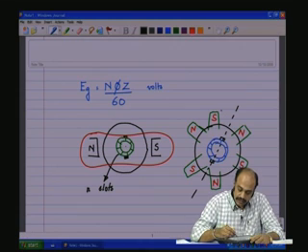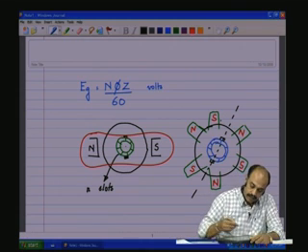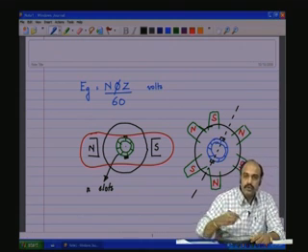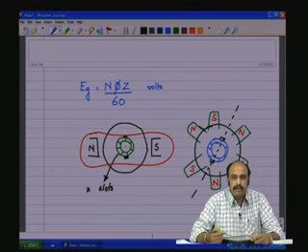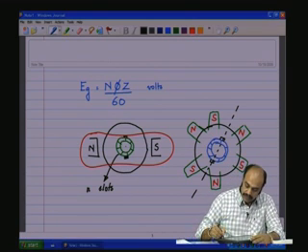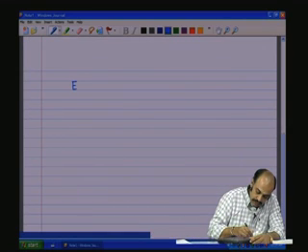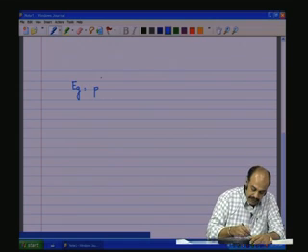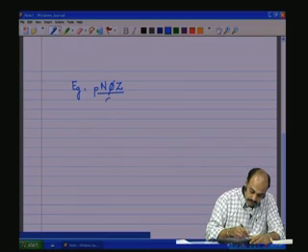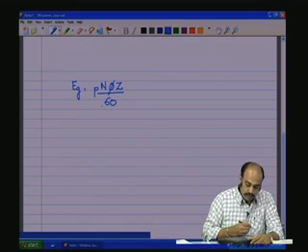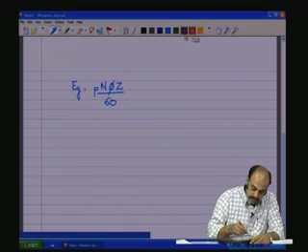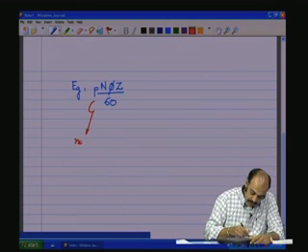Now here you have three pole pairs, and therefore to incorporate the finite number of pole pairs, which need not always be one, the modified equation for the generated EMF, E g, is P N phi Z by 60, where P is the number of pole pairs. All other quantities mean the same as we described earlier.